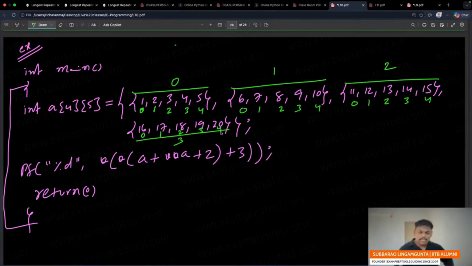Everything is ready. Assume the base address is 1000. We know that an integer is 2 bytes, so 5 elements means 10 bytes. The next row is 1010, then 1020, then 1030, if you want you can check.